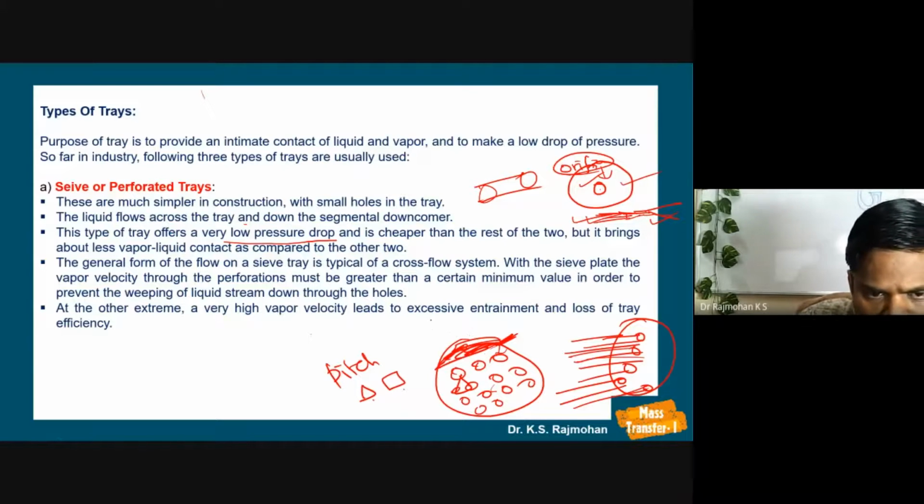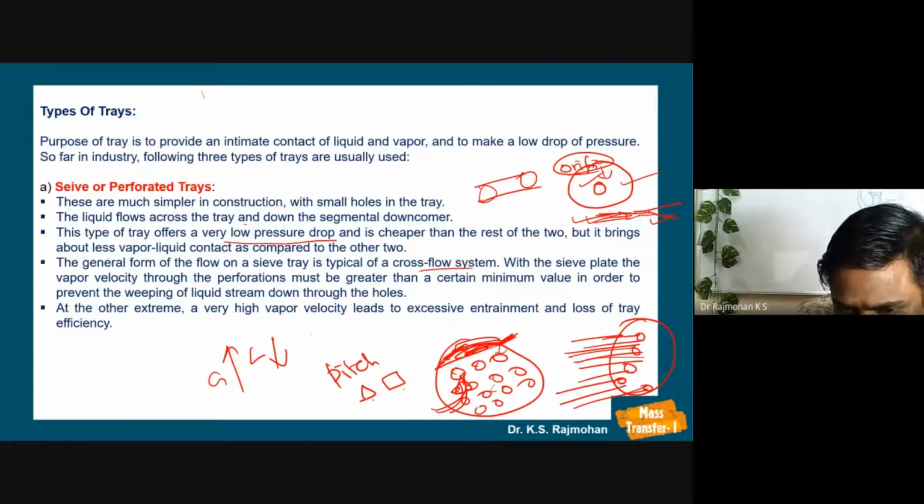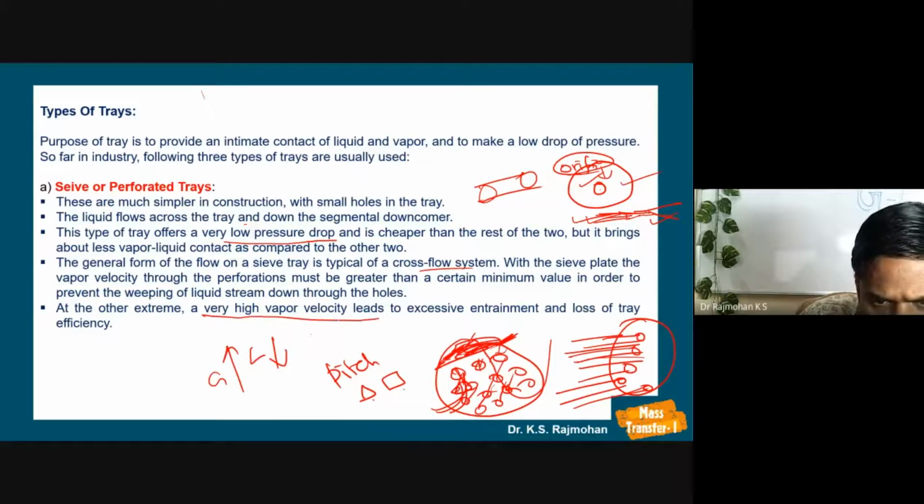Okay, so the general form of the flow of a sieve tray is typically a cross flow system. Obviously we prefer cross flow system. With this sieve plate, the vapor velocity through the perforation matters, because we have liquid and then gas, right? We have to give a higher rate of gas such that liquid does not get into these holes, right? So liquid should only pass through the downcomer. Gas should be continuously escaping through these holes, and it should resist the liquid going through the holes. So we have to maintain a high vapor velocity.